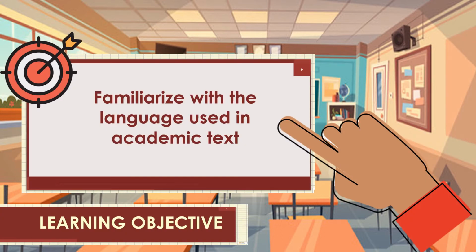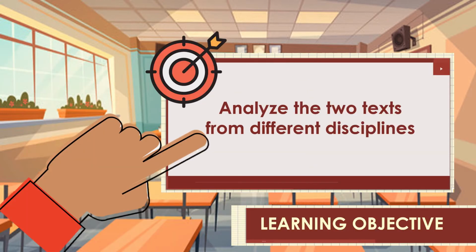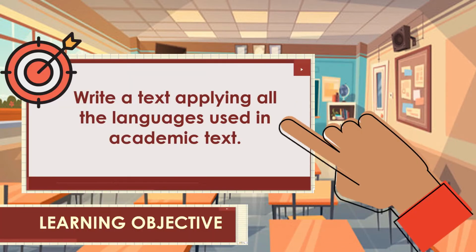Learning objective number 1: familiarize with the language used in academic text. Learning objective number 2: analyze two texts from different disciplines. And our final objective in today's lesson is to write a text applying all the languages used in academic text.